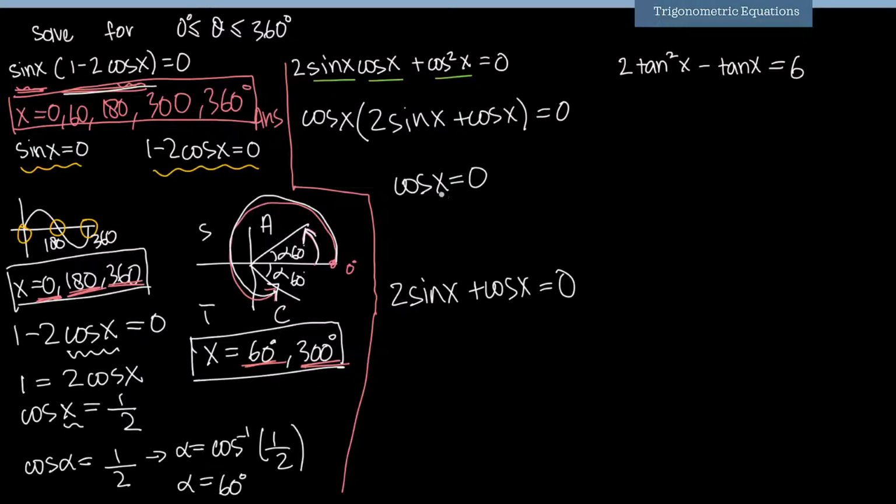For this first equation, cosine x is equal to 0, I can draw a graph. The graph of cosine x looks like this, and cosine x is 0 at these 2 points. This point is 90 and this point is 270. You need to remember the graphs. So the values of x for this equation are 90 and 270. These are the answers for the equation cosine x is equal to 0.